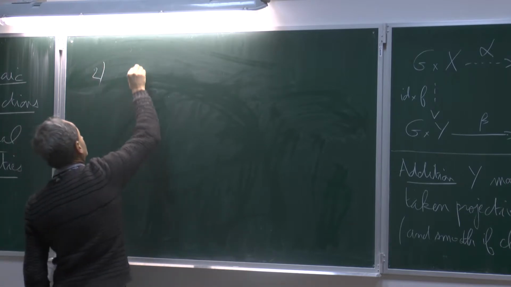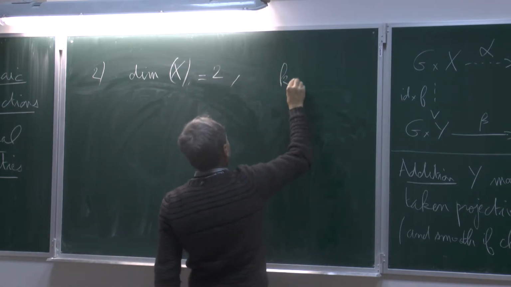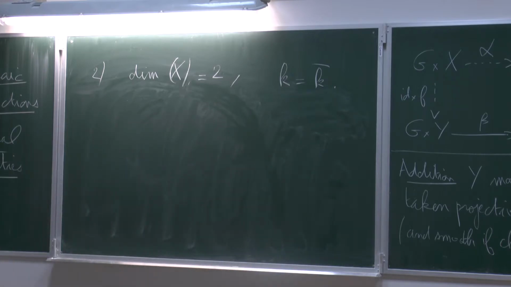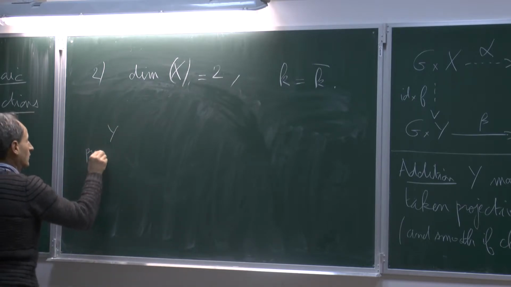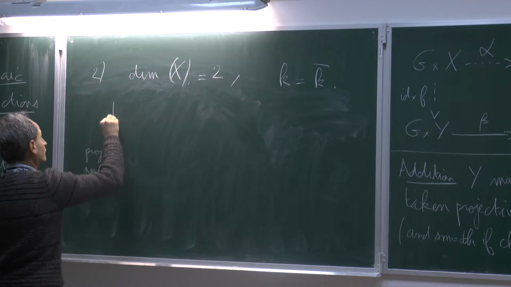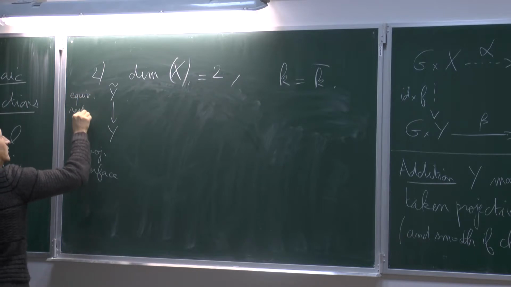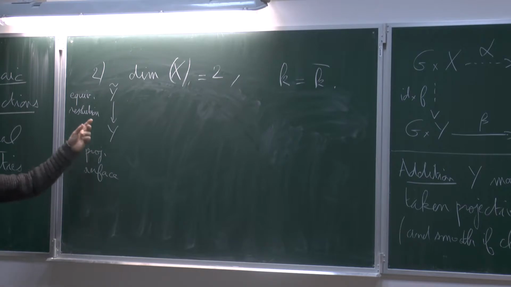So if you consider the case where the dimension is 2, and the base field is k algebraically closed, then what you have for Y is a projective surface. What you can do is take an equivariant resolution of singularities. This always exists because you can blow up points, normalize, and repeat the process. After a while, you resolve singularities. And if you blow up just fixed points of the group, you have an equivariant resolution.